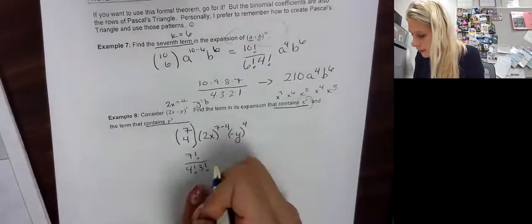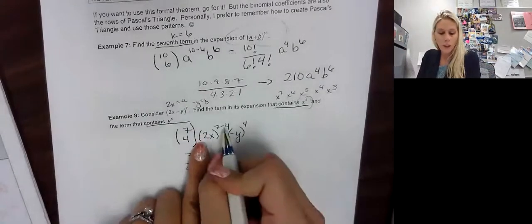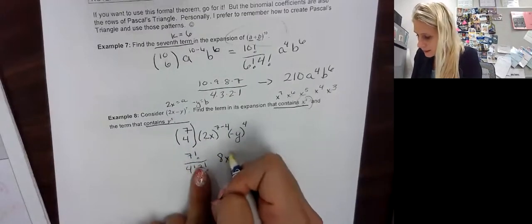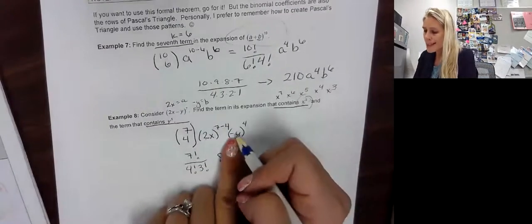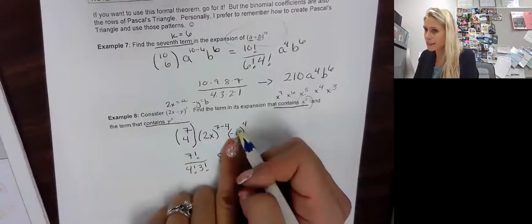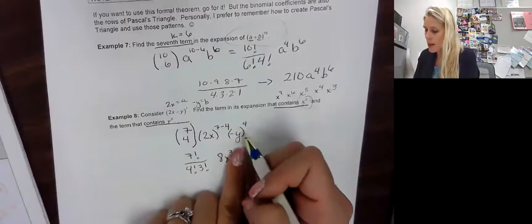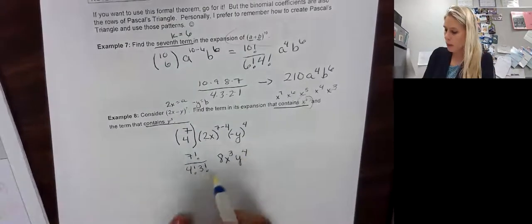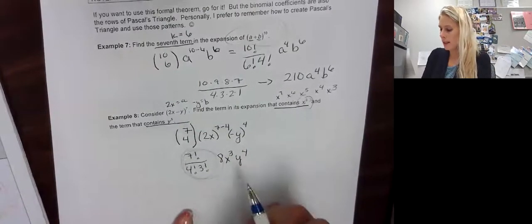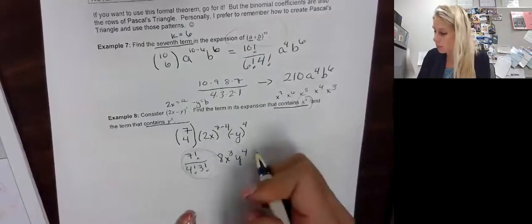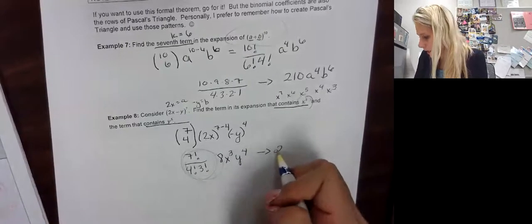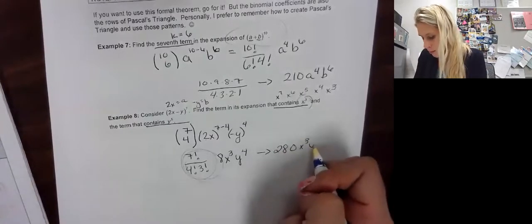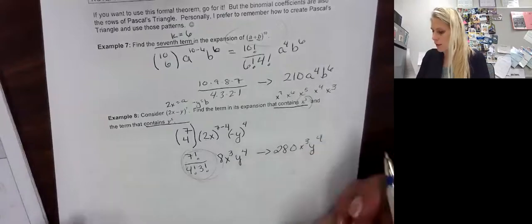Remember, we subtract those. Then, is this to the 3rd, right? Well, 2 to the 3rd is 8x cubed. Negative 1 to the 4th is a positive, so we don't have to worry about the negative there. And then y to the 4th is just y to the 4th. Now, when we do this calculation and we multiply it by 8, we end up getting 280 x cubed y to the 4th.